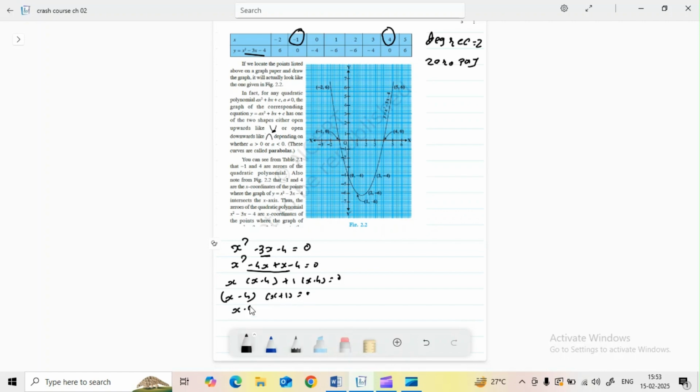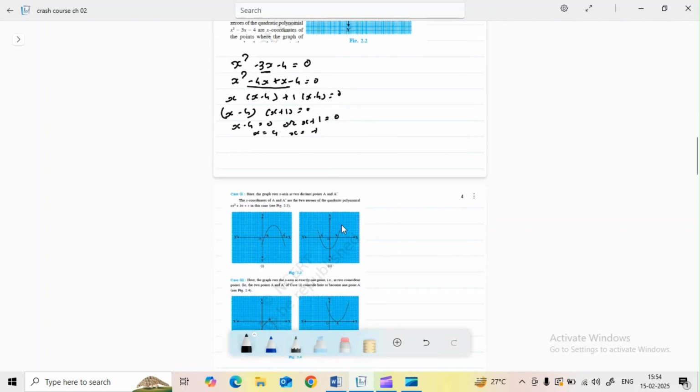So either x minus 4 should be 0 or x plus 1 should be 0. So x value should be plus 4 or x value should be minus 1. So over here we are having minus 1 and 4, 2 points where the graph intersects the x-axis.